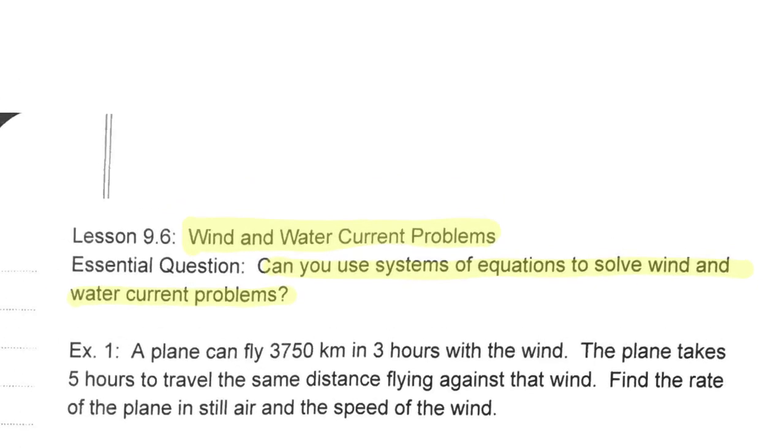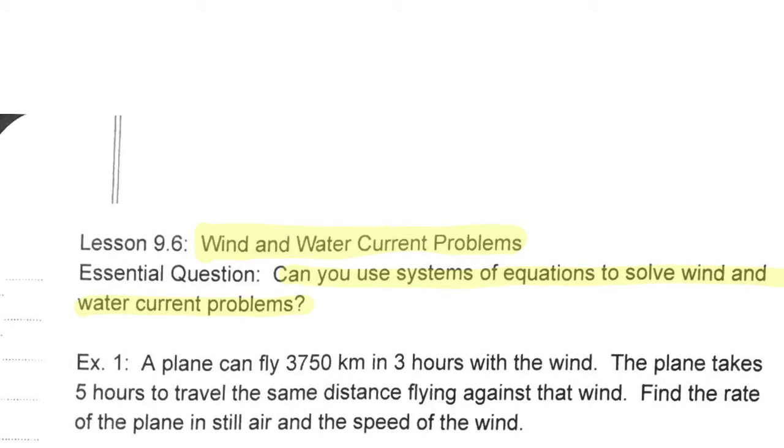So on example 1, let's talk about this airplane. An airplane can fly 3,750 kilometers in 3 hours with the wind. The plane takes 5 hours to travel the same distance flying against that wind. Find the rate of the plane in still air and the speed of the wind. So we're going to start by setting up a chart here.